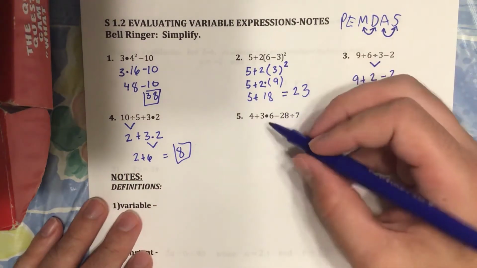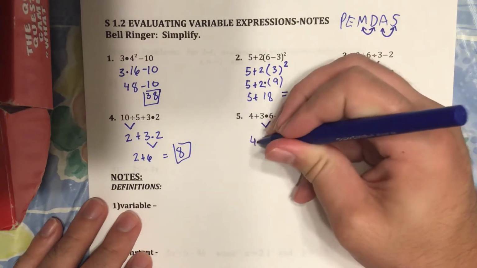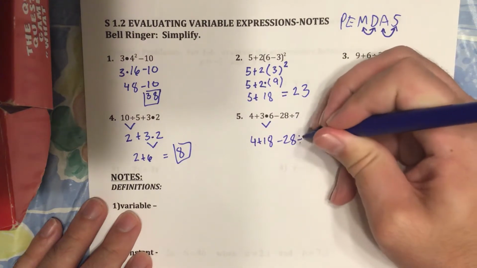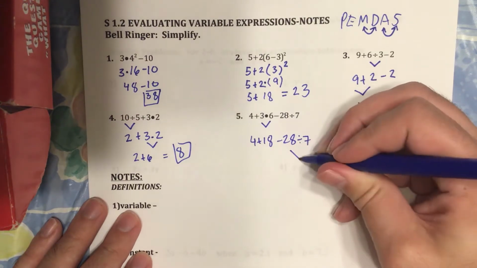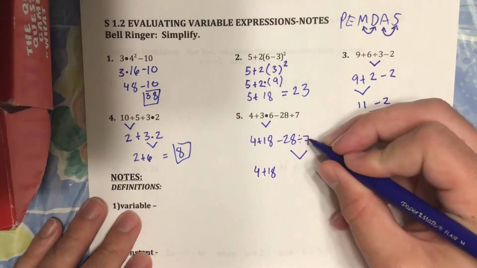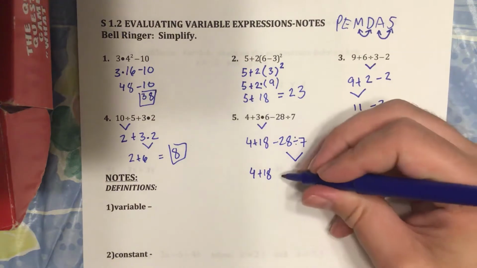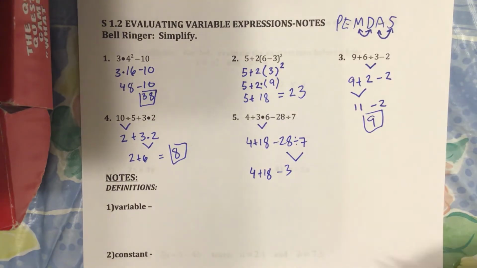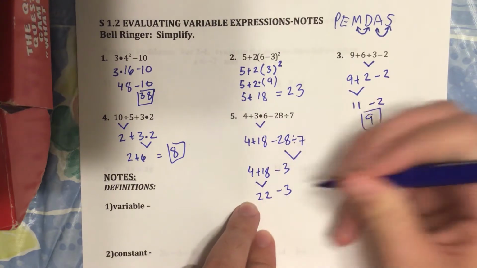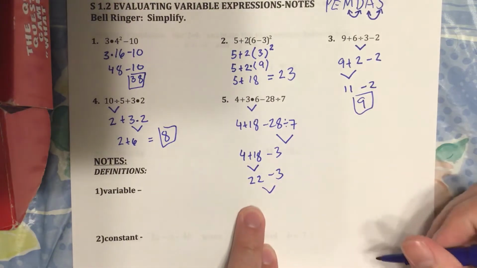And this is the last one. We should multiply these two together first to get 18. Next we should divide these two together to get, again, this is like a negative 28 divided by 7, so this is a negative 3. Now we can add to get 22. I'm writing pretty big and going, but that's fine. And that should be 19.